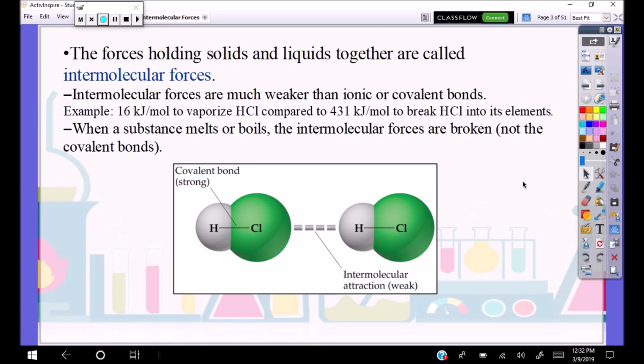So, for example, I've got HCl here. The energy needed to vaporize it is 16 kilojoules per mole. That's just turning it from the liquid to the gas phase, which is breaking the intermolecular forces. But the energy to break the bond itself, if I was to break it into its ions, is 431 kilojoules per mole. So quite a substantial difference there. When a substance melts or boils, we know that the IMFs are being broken, not the bonds.